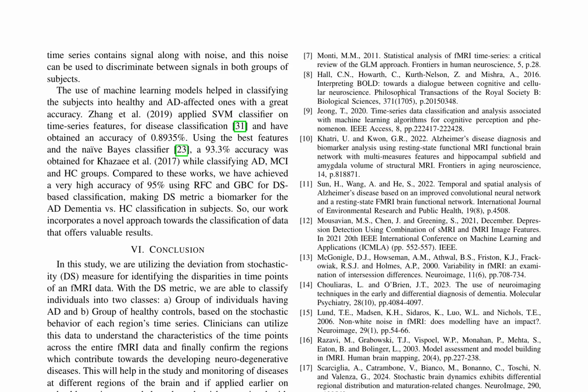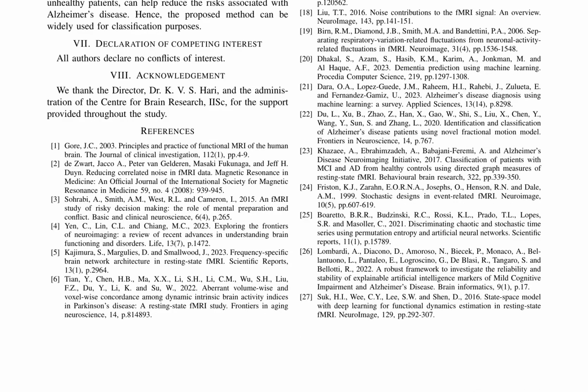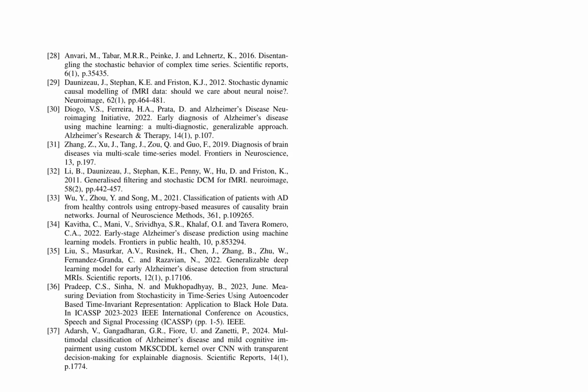The research paper discusses the utilization of the deviation from stochasticity, DS, metric for identifying disparities in time points of fMRI data. This approach enables the classification of individuals into healthy controls and those affected by Alzheimer's disease, AD, based on the stochastic behavior of each region's time series. The DS metric is found to be a valuable biomarker for AD classification, offering a novel approach with high accuracy. The study incorporates machine learning models, such as random forest classifier, RFC, and gradient boosting classifier, GBC, to classify subjects with AD from healthy controls.